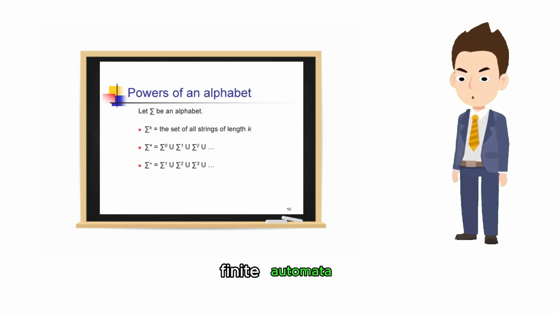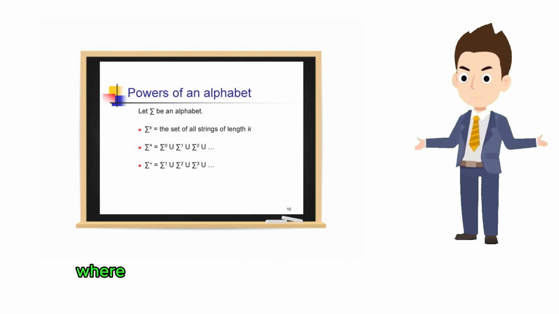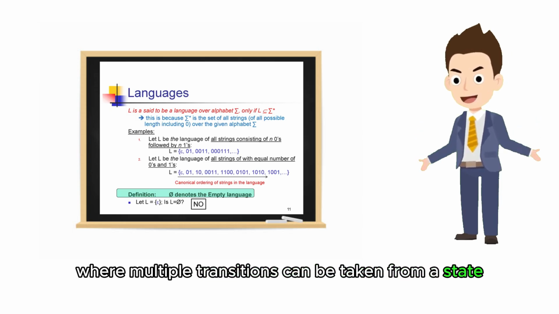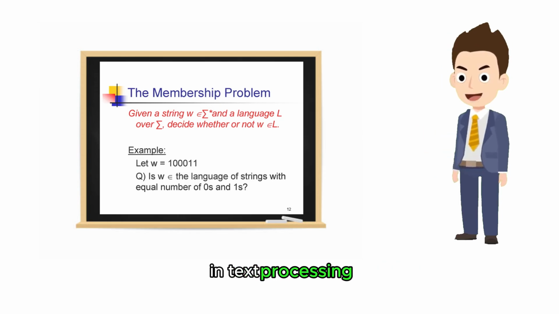Non-deterministic finite automata, or NFAs, are a variation of finite automata where multiple transitions can be taken from a state for a given input symbol. They are often used in pattern matching and text processing.